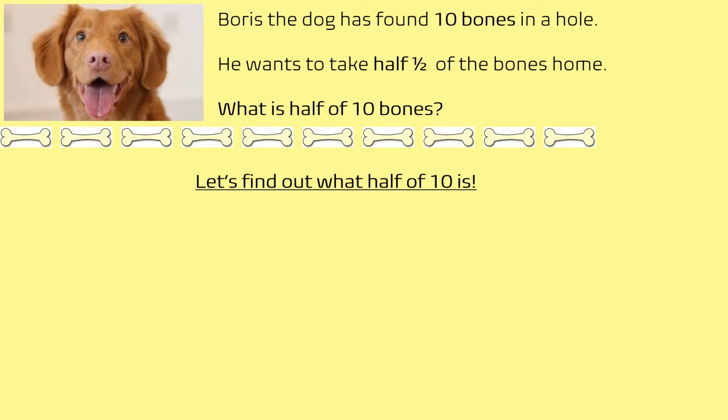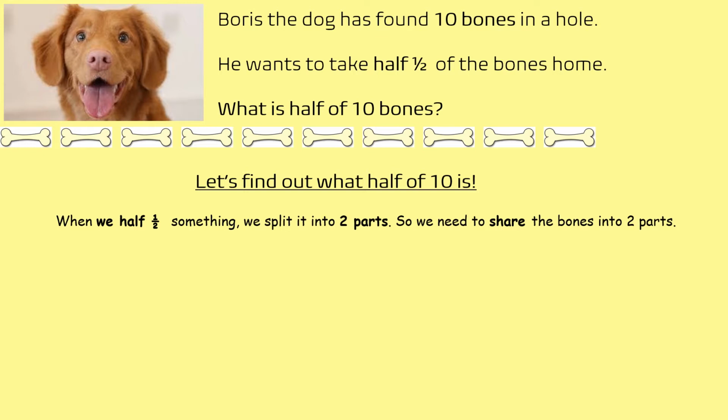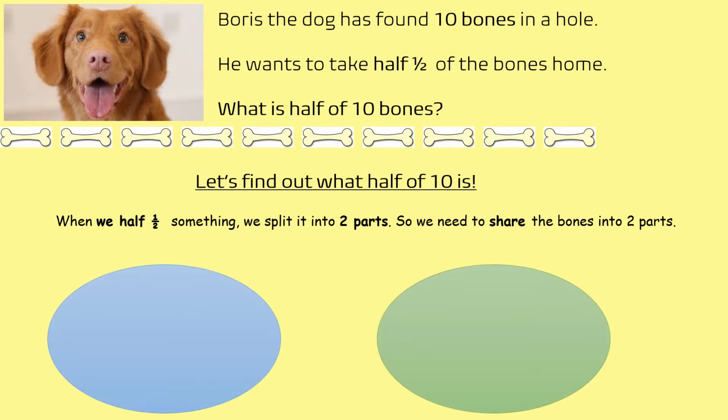Well, children, let's find out what half of 10 is. Let's halve those 10 bones. So when we halve something, we split it into 2 parts. Do you remember that? We split it into 2 parts. So in order to find out what half of 10 bones is, we have to share the bones into 2 parts. So let's share the bones. We're going to share them into halves. So we'll have 1 part there and 1 part there. You ready? Let's share the bones out. Got to make sure we do it equally and fairly. So 1 goes, we'll put it in the blue group.